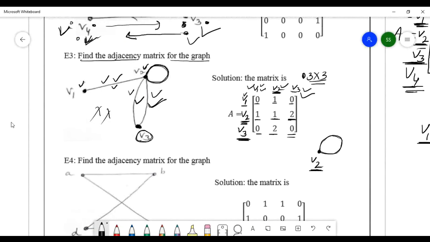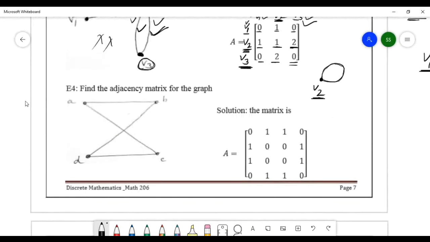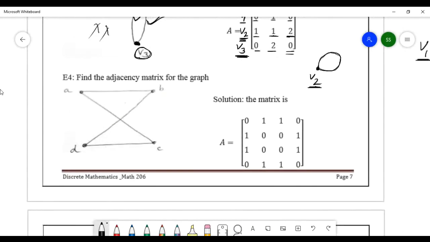Okay. Now come over here. Example number 4. See this example number 4. Find the adjacency matrix for the graph. Okay. How many vertices? A, B, C, and D. Four vertices, so you will get a 4 by 4 matrix. So you can see here a 4 by 4 matrix. So write here A, here B, here C, here D. And start from here, A, the first row.